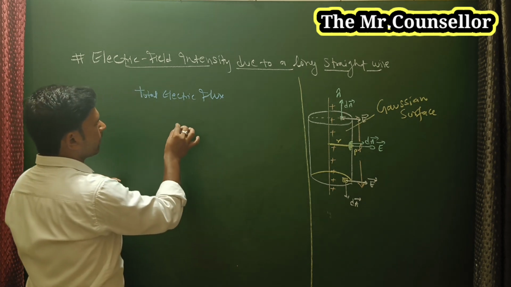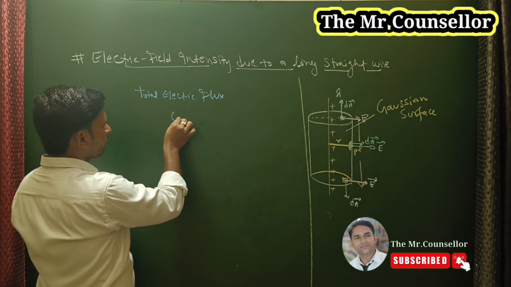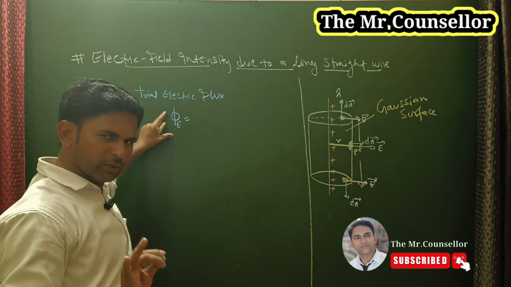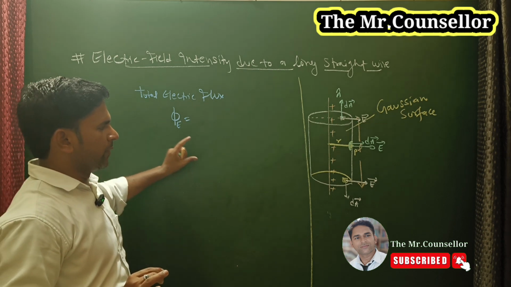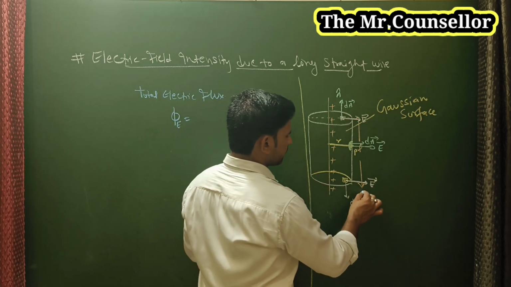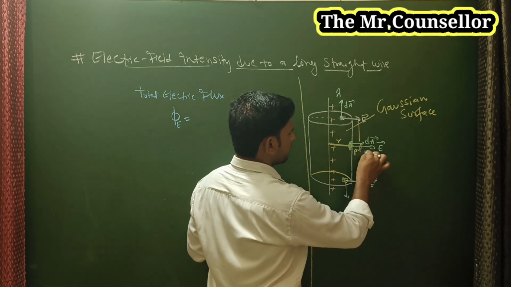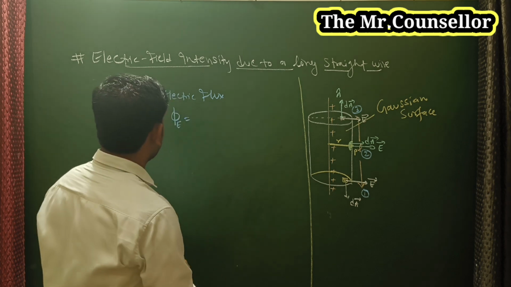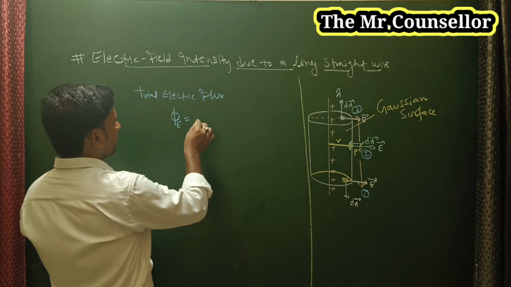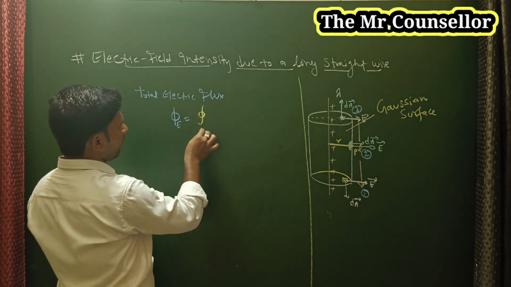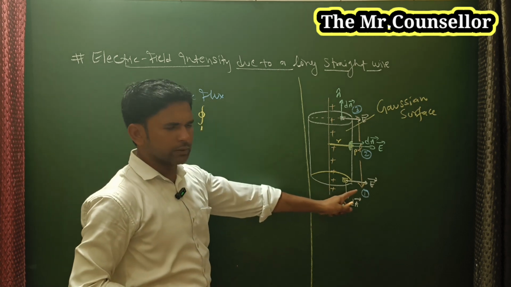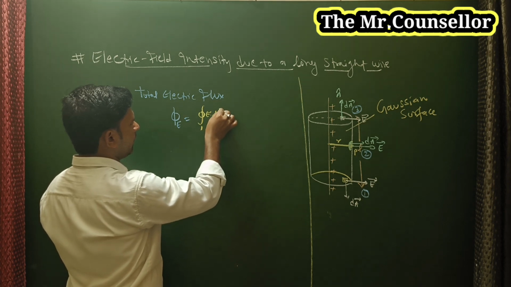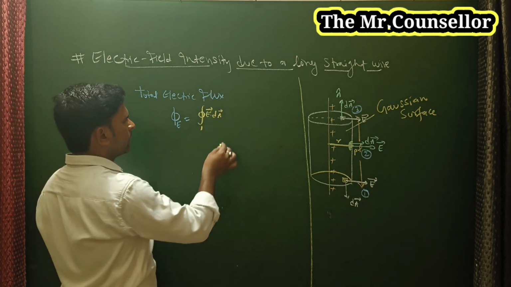So for the total electric flux you can write in a very simple way: phi E is equal to, phi E means electric flux. Is it okay or not? Very good. Total means you consider this one as the first surface, this one second, and this one third. So you can write phi E is equal to the closed integral over the first surface of E dot dA. Is it okay or not?